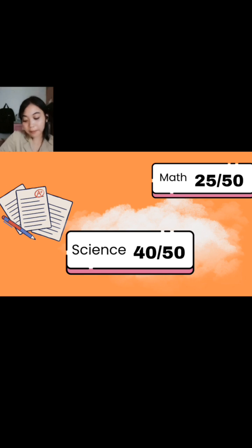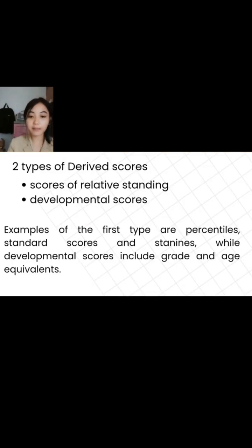How can we determine and make comparisons of these scores? We can do it by using derived scores. What are derived scores? It is a family of scores that allows us to make comparisons between test scores. There are two types of derived scores: scores of relative standing and developmental scores. Scores of relative standing include percentiles, standard scores, and stanines.